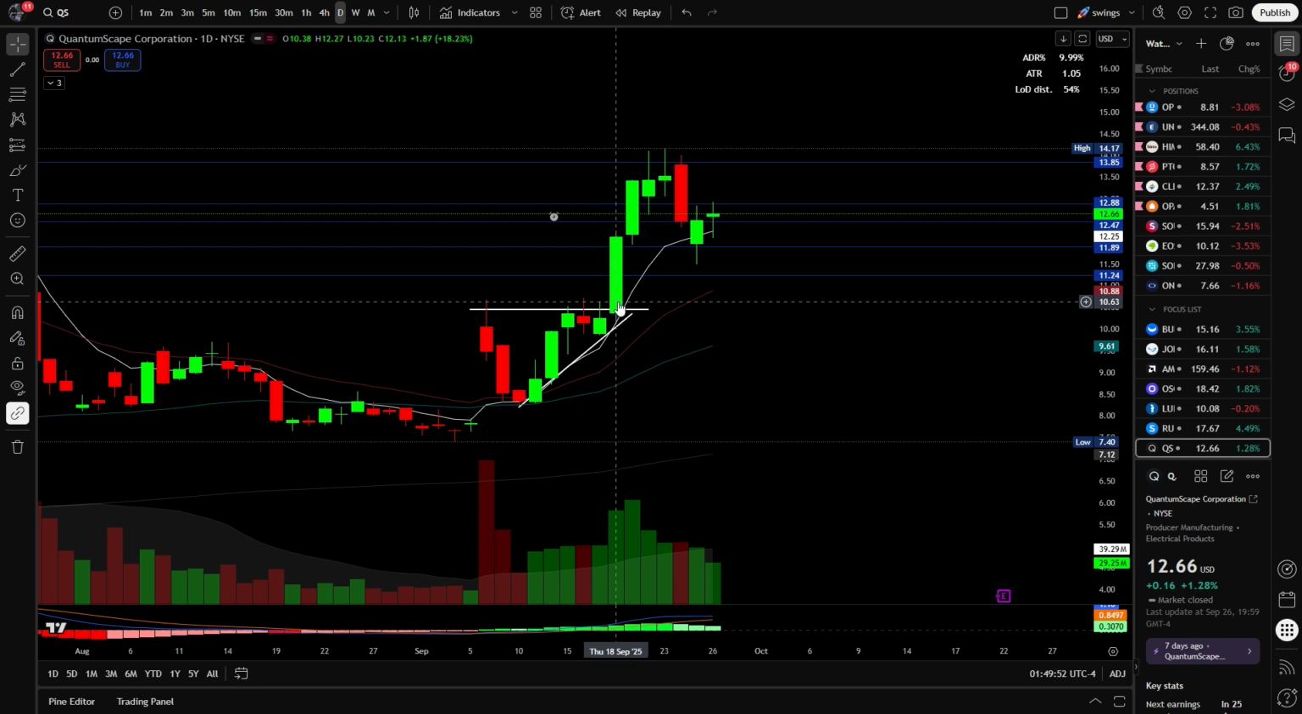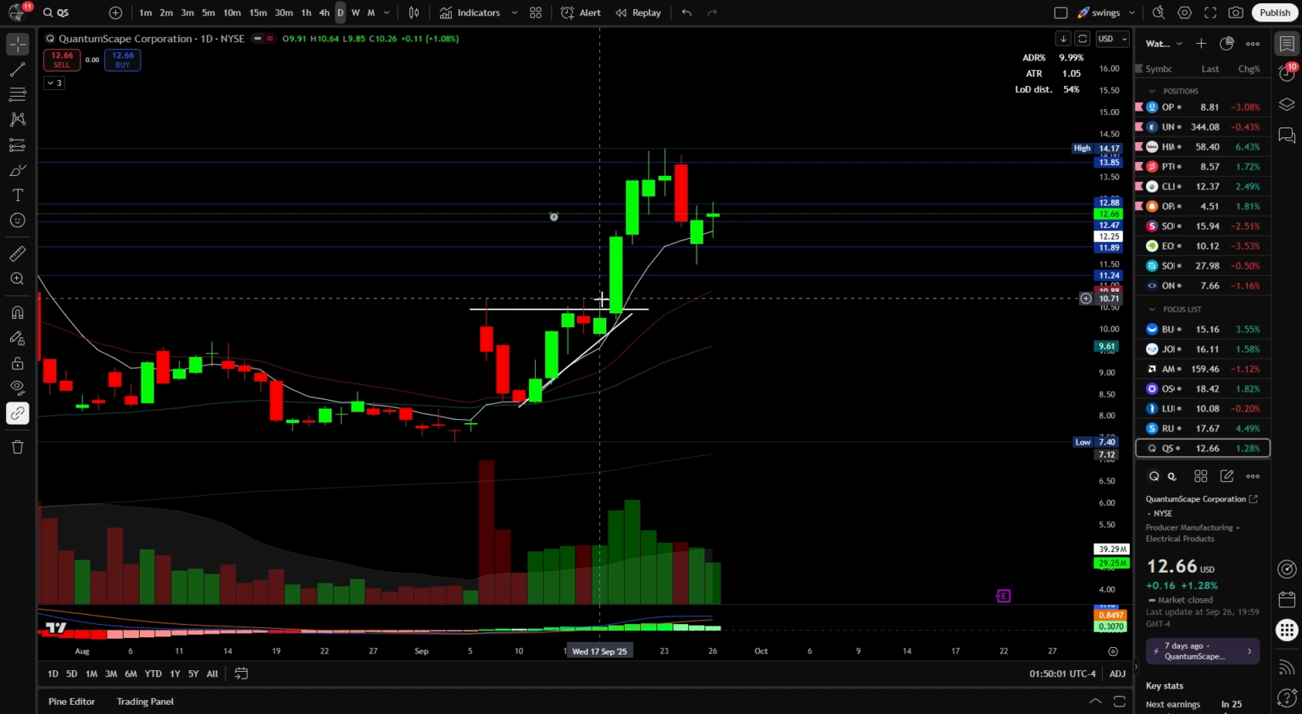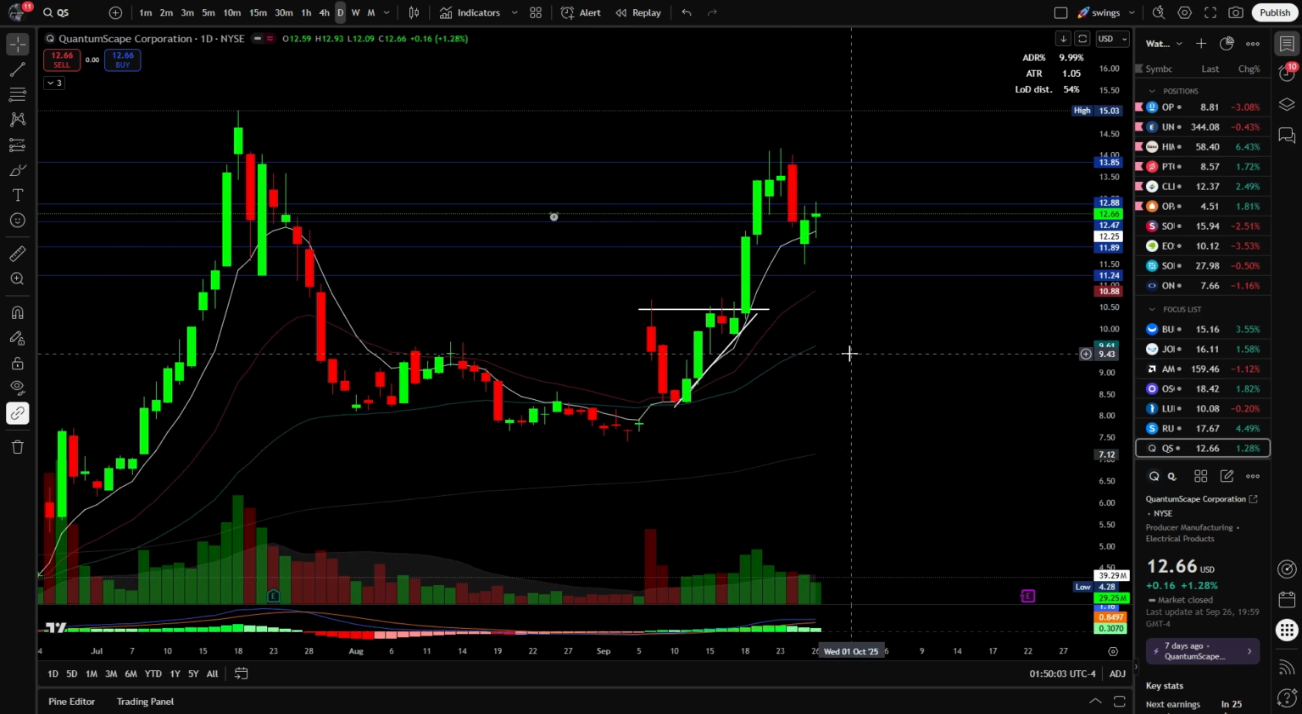So on September 18th, the 15-minute closed above. I believe it got in around 1070, and it was also a bounce off the AEMA, so that was a perfect entry. It also had volume, so again, perfect.